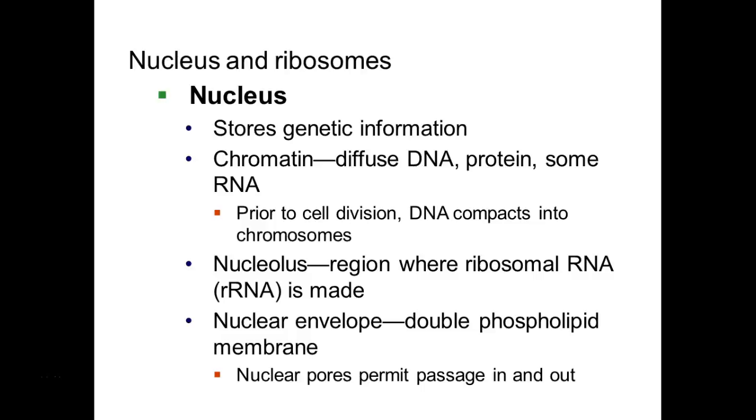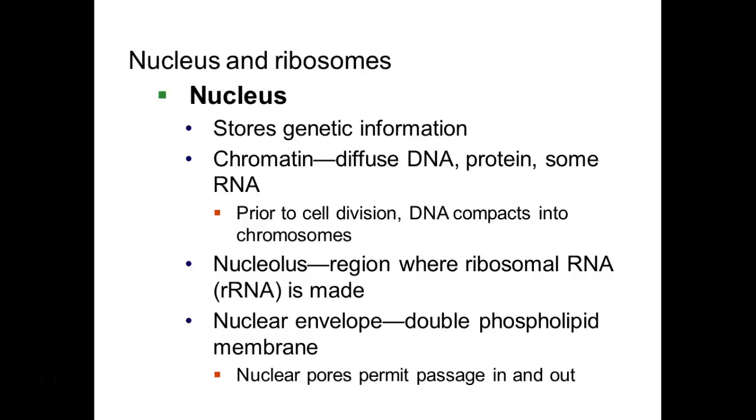So imagine you had a ball of yarn, a skein of yarn, and you just let it fall down in a basket. That's what the chromatin would look like. It would look like a big pile of spaghetti. But prior to cell division, DNA compacts into chromosomes. Chromosome, that is our second secret word. Chromosome.